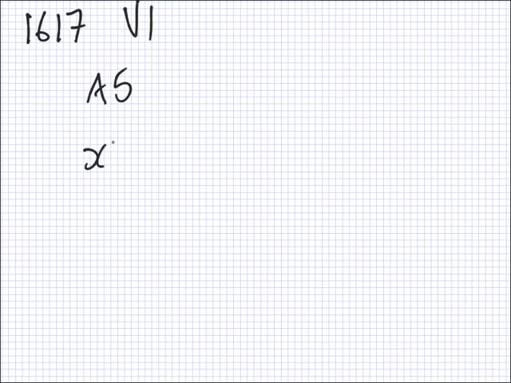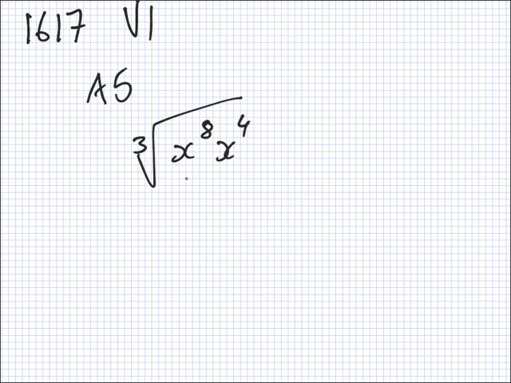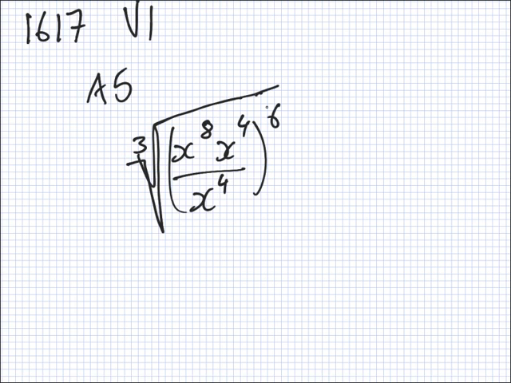Simplify x cubed, radical, square root of 3. You mean cube root? Yeah. x power 8 over x power 4, all power 6, the whole thing power 6, in the brackets. And there's x cubed outside, like here.